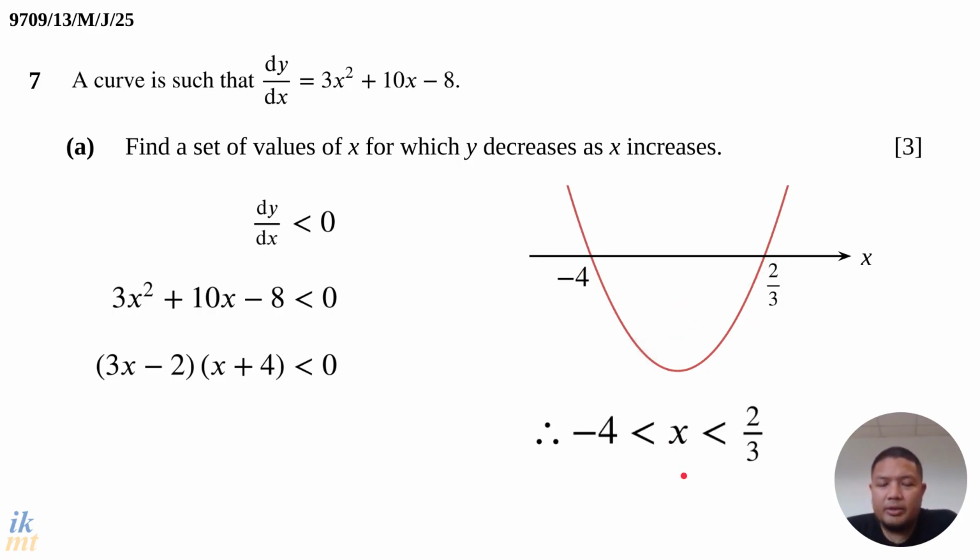So that means our solution, the set of values of x for which y decreases as x increases, is x in between negative 4 and 2 over 3. Very simple, right? This part here, 3 marks, very simple. Just set this inequality, solve the inequality, and get your values of x. That will be all the 3 marks. All right, let's go ahead and go to part B.